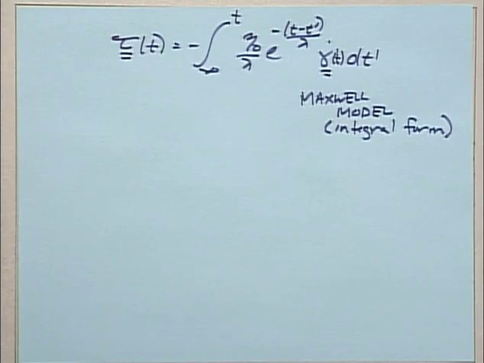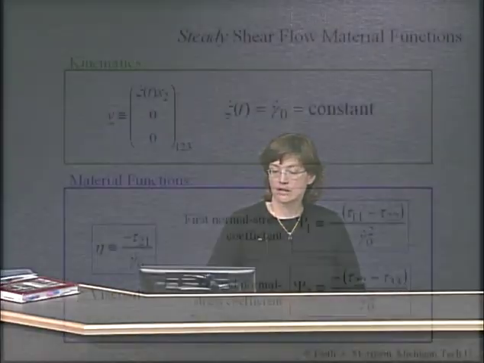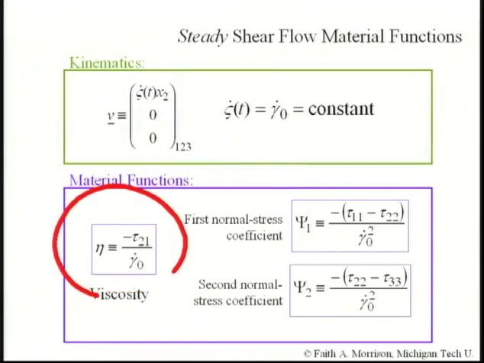Now let's get back to the problem at hand. Let's predict the steady shear material function for the Maxwell model. We have it explicit in stress now. Now we just have to plug in. Okay? So it's a little nasty, but there's only one place to put the gamma dot tensor. Okay, so we do that. We're going to predict viscosity, first normal stress coefficient, second normal stress coefficient for the Maxwell model.